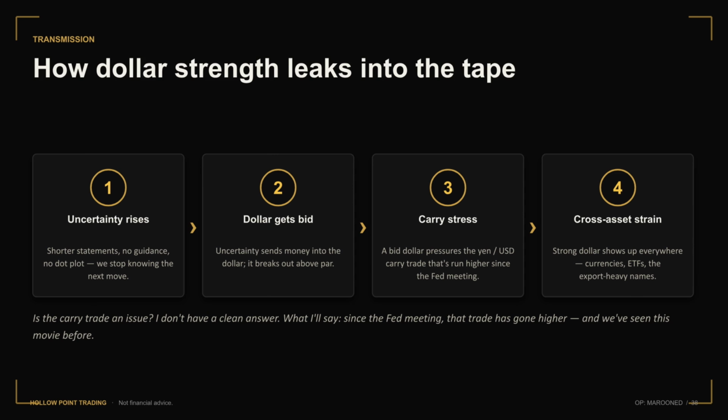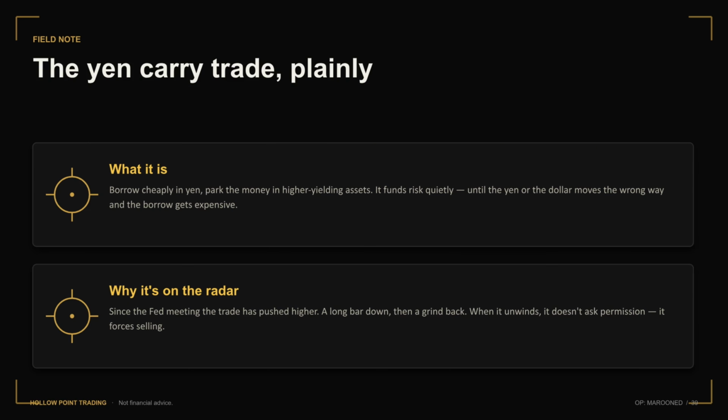How does this strength affect the tape? It starts with rising uncertainty, moves into a dollar bid, creates stress in the carry trade, and ultimately causes strain across various cross-assets, from ETFs to export-heavy companies. A key field note on the yen carry trade. It involves borrowing cheaply in yen to invest in higher-yielding assets. It works until the currency dynamics shift, making the borrowing expensive and forcing an unwind.